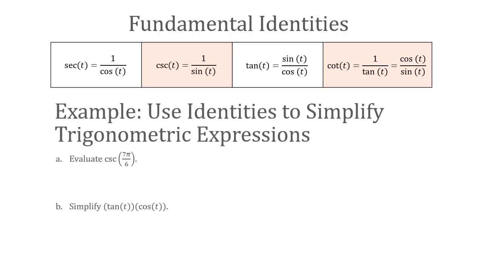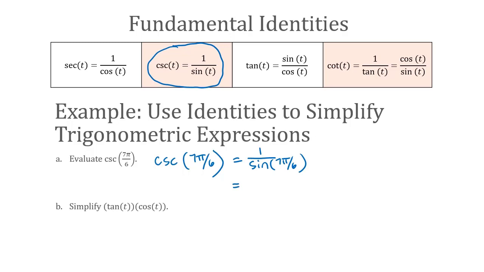So let's look at an example. A, evaluate the cosecant of 7 pi over 6. So I'm going to write down the original problem, the cosecant of 7 pi over 6. That's going to equal, I see here that the cosecant is equal to 1 over the sine. So that equals 1 over the sine of 7 pi over 6. And let's see, what is the sine of 7 pi over 6?